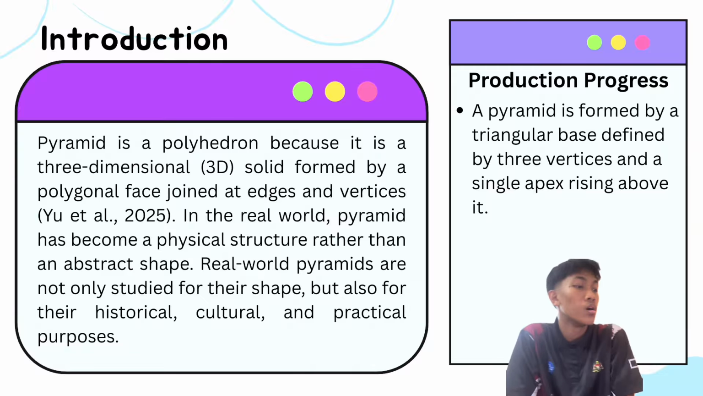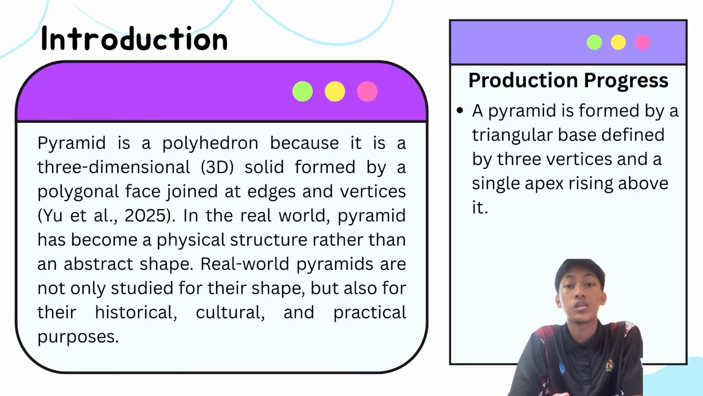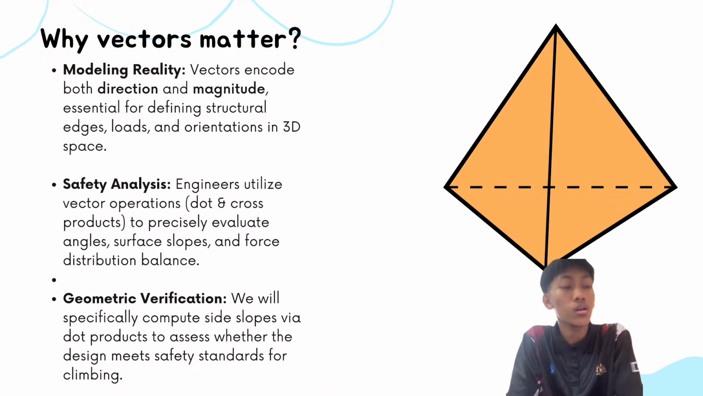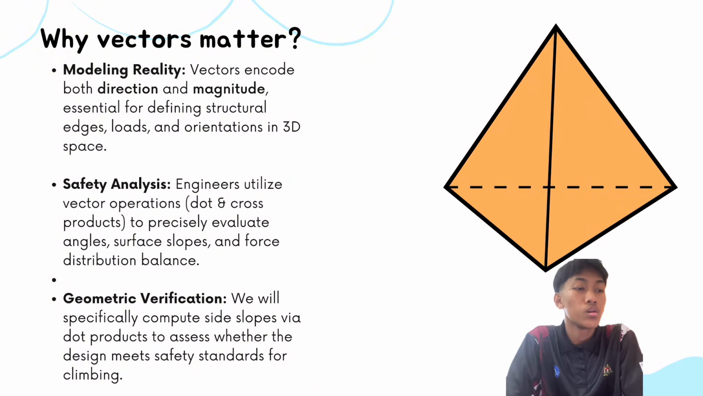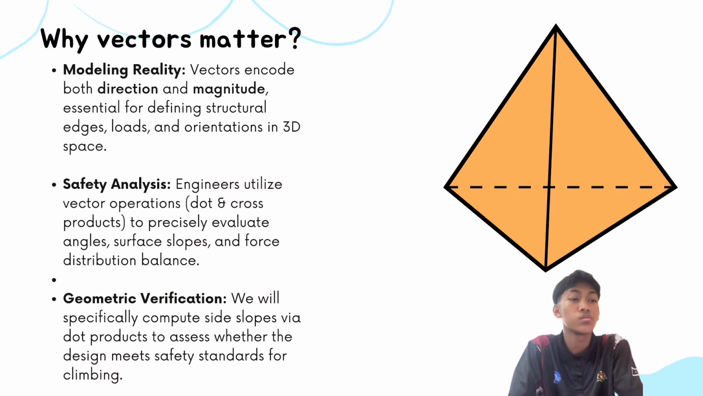So we have discussed that a pyramid is formed by a triangular base defined by three vertices and a single apex rising above it. As you can see here, there is a question: why do vectors matter? First of all, vectors model reality. Vectors encode both direction and magnitude, essential for defining structural edges, loads, and orientations in 3D space.